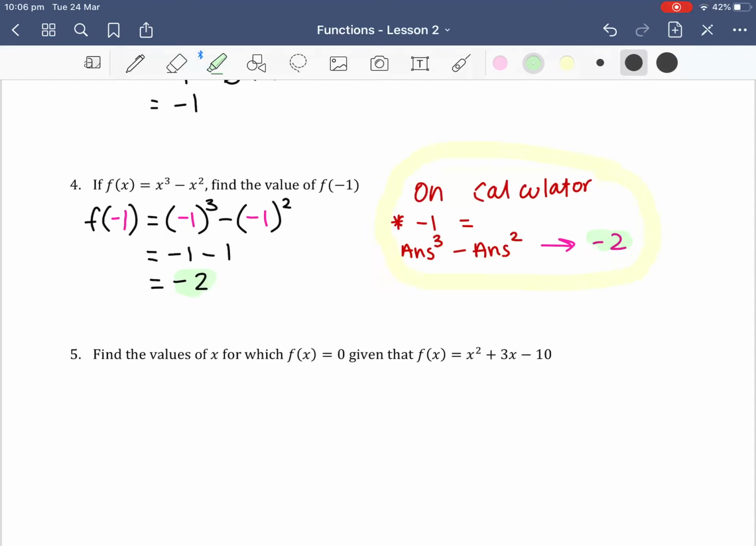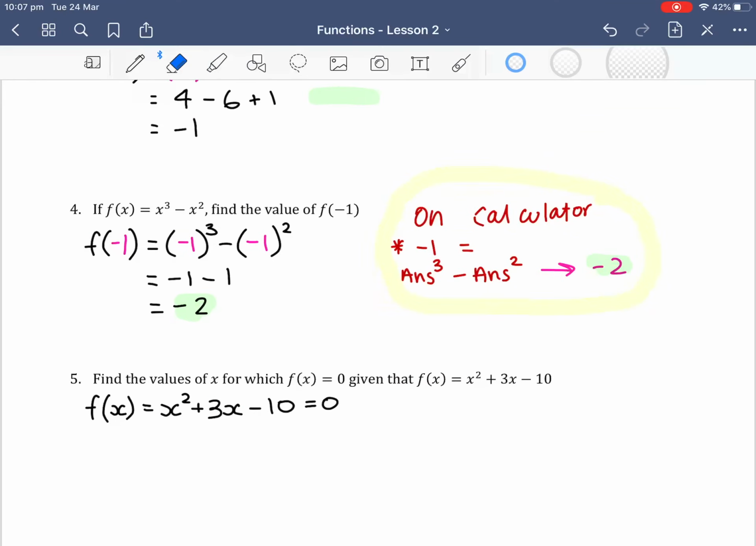Moving on, we have our last example for the moment, which says find the values of x for which f of x equals 0, given that f of x equals x squared plus 3x minus 10. What we're going to do is write out our function: f of x equals x squared plus 3x minus 10, but we're going to make this function equal 0. When we make this function equal 0, we pretty much take this away, and now we have an equation of x squared plus 3x minus 10.